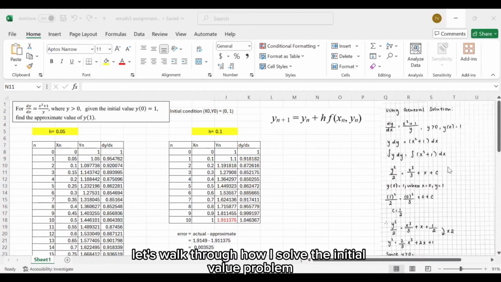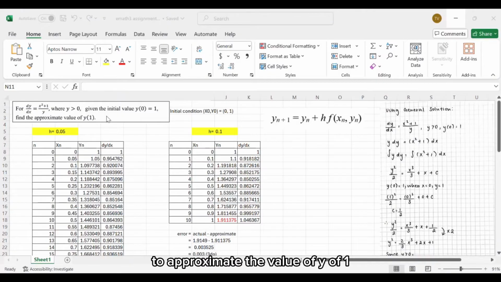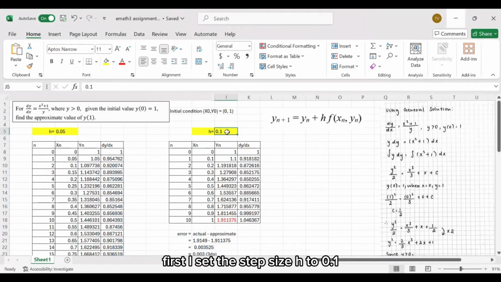Let's walk through how I solved the initial value problem using Euler's method in Excel to approximate the value of y(1) and then compare it with the exact solution. First, I set the step size h to 0.1. Then, I entered the initial values. At n equal to 0, I set x equal to 0 and y equal to 1.